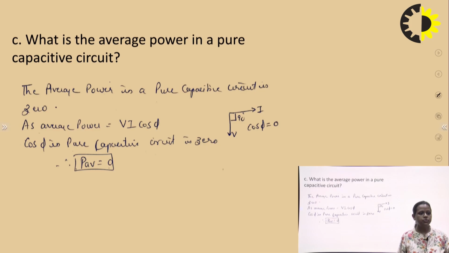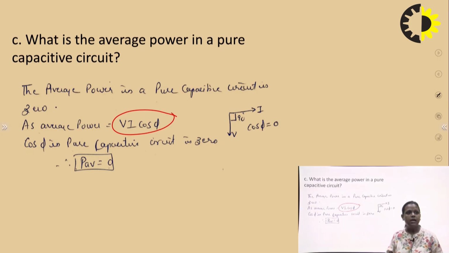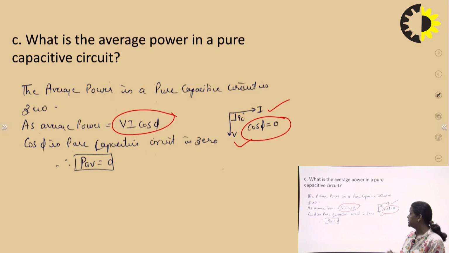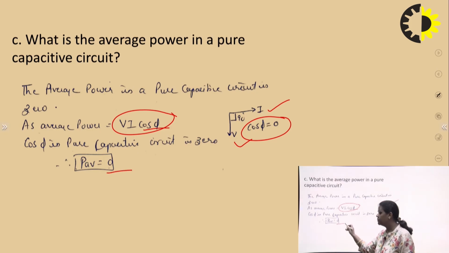Now coming to part C. Part C is, what is the average power in a pure capacitive circuit? So average power in a pure capacitive circuit is equal to 0, as the average power we know is VI cos phi, right? And we know that in a capacitive circuit there is a phase difference of 90 degrees between V and I, and the current leads in the capacitive circuit and the voltage lags the current by 90 degrees. So cos phi will be equal to 0, so average power will be equal to 0.